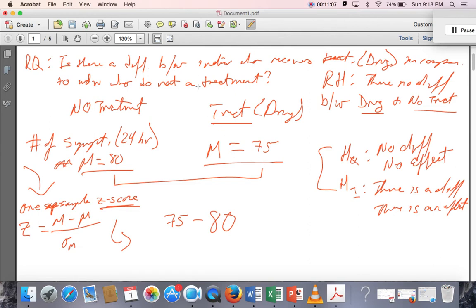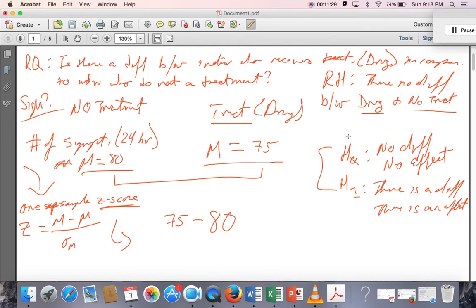That term, right? That aspect of significant. So is this difference significant or not? So in other words, is the difference between 75 and 80 extreme or not? If it is extreme, we have to then come to a decision about the null. If it's not extreme, we have to come to a decision about the null and also about the alternative.